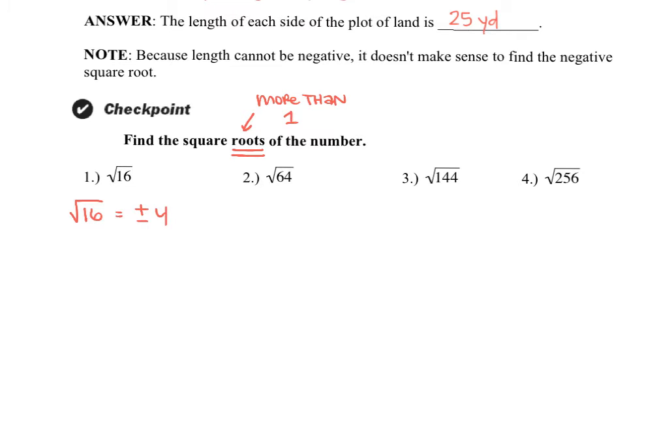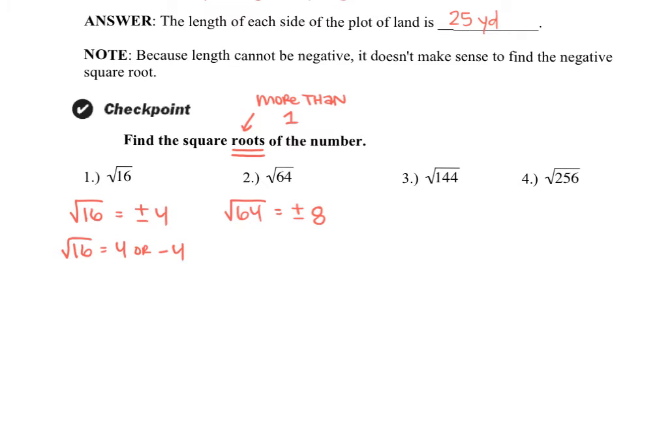The big mistake people make is they just say it's 4. It is not only positive 4, it could also be negative 4. So the easiest way to write that is with the plus or minus sign. It would not be wrong if you put 4 or negative 4 like that. You could also write it that way. It's just a little quicker to use that plus or minus sign. All right, 64. What number times itself is 64? Well, that would be plus or minus 8.